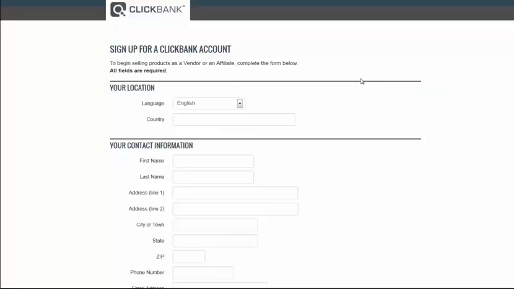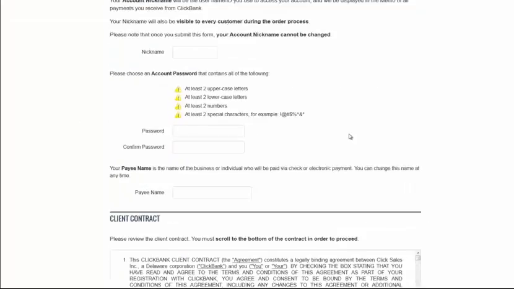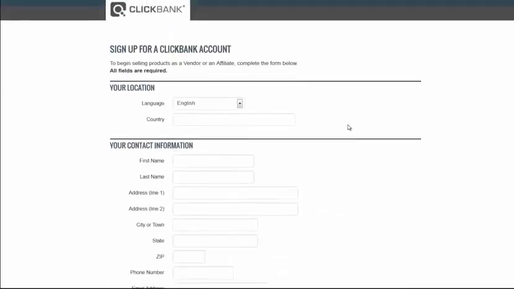So what's your first step going to be? Your first step is simply going to be signing up for an account, which you're going to do right here. You're going to enter in all of your information. Now, if you went through the cash machine, which hopefully you did, you should have already done all this, and you should have your ClickBank account set up.